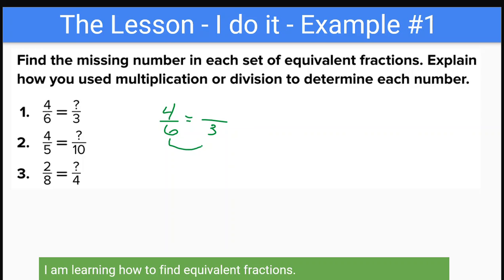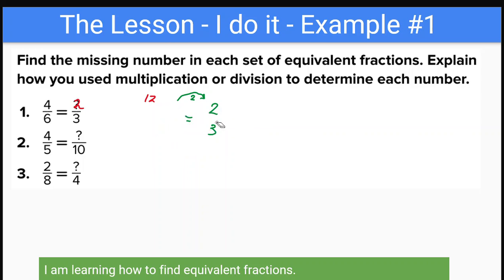6 divided by what is 3? Right, 6 divided by 2 is 3. If we divided by 2 on the bottom, on the denominator, we have to divide by 2 on the numerator. 4 divided by 2 is 2. Now, I told you also that you could cross multiply to see if you're right. 6 times 2, that's 12. 3 times 4, that's 12. It's a match. So 4/6 equals 2/3. Okay, you get what we're doing? All right, let's take a look at another one.